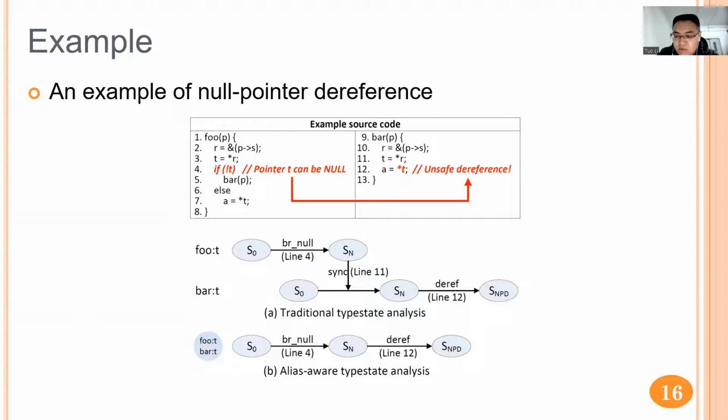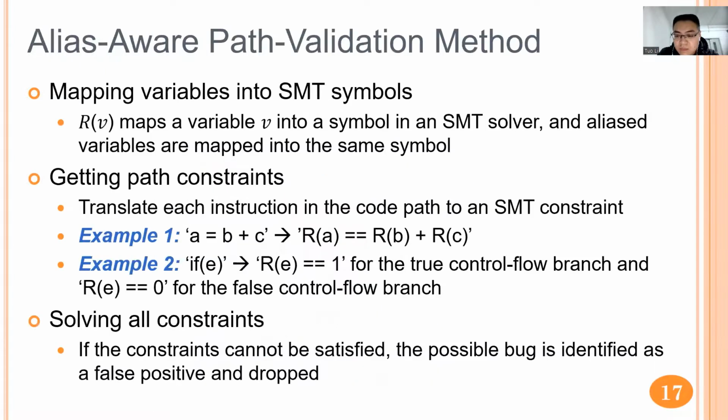However, alias variables share the same state, thus their states can be merged and synchronization like line 11 in this example can be dropped. As shown in figure B, our analysis only maintains a state for the alias site that contains variable t in foo and bar. Finally, there are 2 fewer states and 1 fewer state transition than traditional typestate analysis when performing alias-aware typestate analysis. When a possible bug is detected, our analysis uses the SMT solver Z3 to verify the code path.